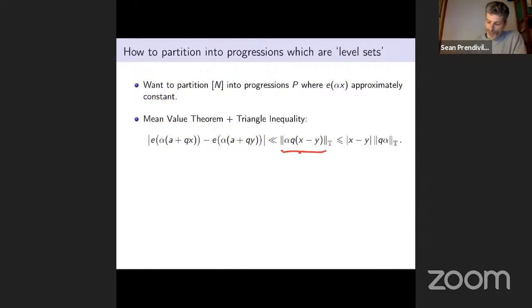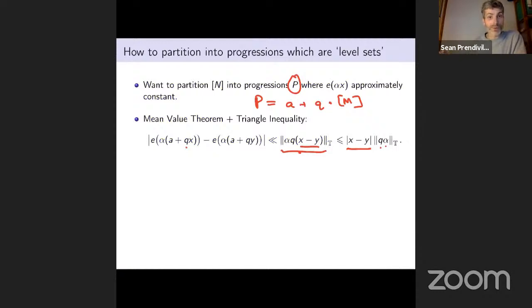So we can apply the triangle inequality because this is an integer, x minus y. So repeatedly applying the triangle inequality, you can bound this by the magnitude of the integer times the frequency times this common difference q, where q is coming from a progression, the common difference of this progression p. So maybe I should say I'm thinking of p as a plus q dilating m.